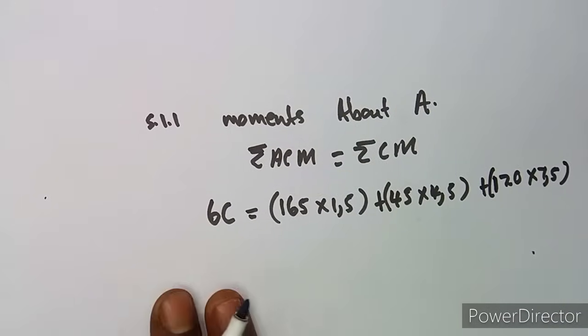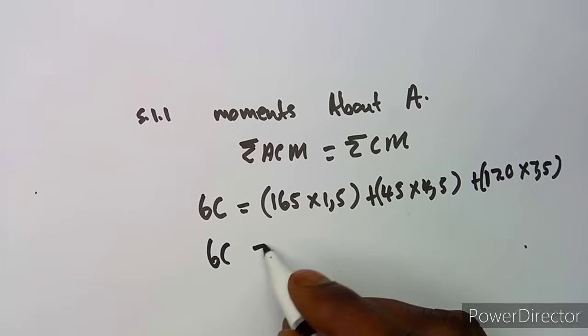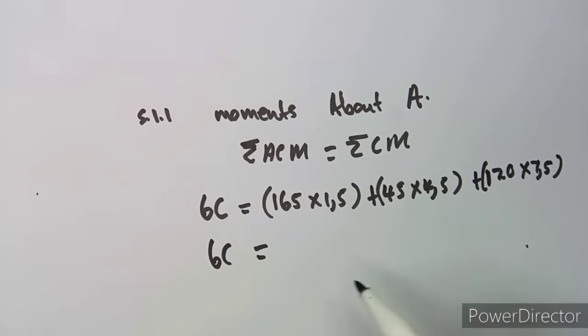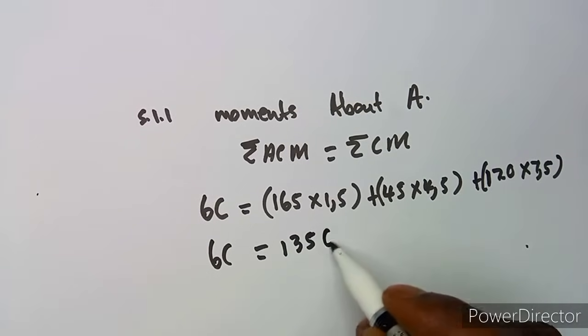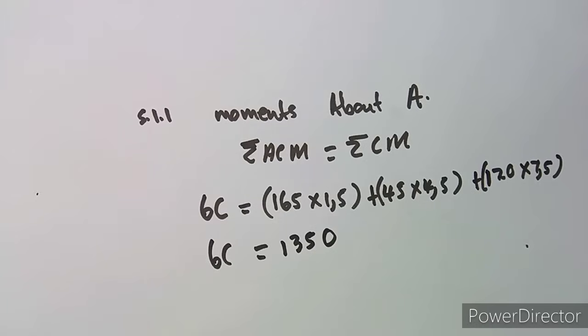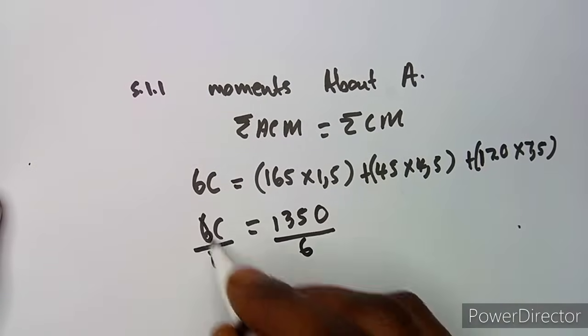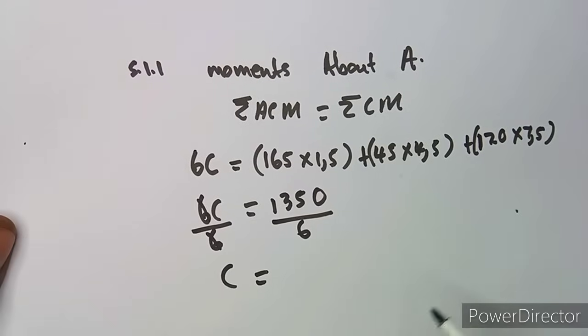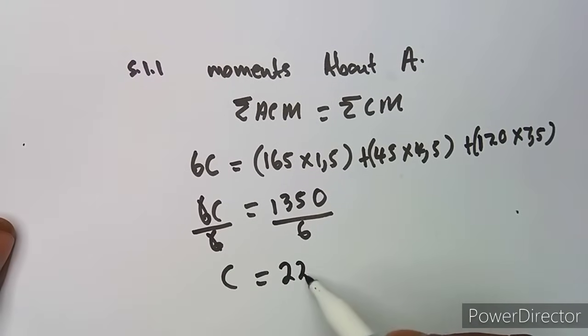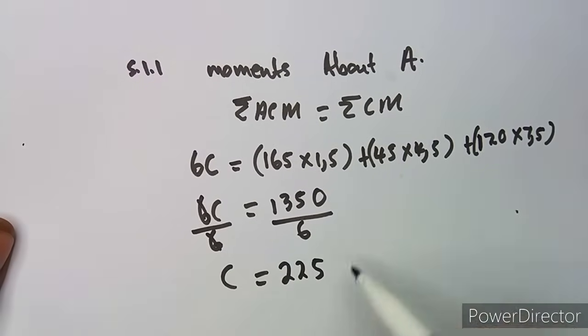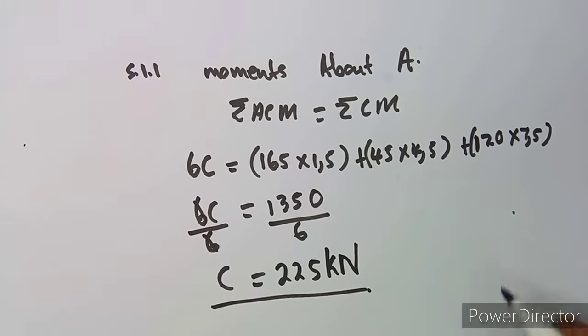So combining everything here, we are going to obtain something like 1350 if we simplify properly these values, guys. Now it can be easier for us to calculate the value of C by simply dividing both sides by 6, and this can give us something like 225 kilonewton. So that will be the reaction of the support C, which is 225 kilonewton. That's what we just have there.